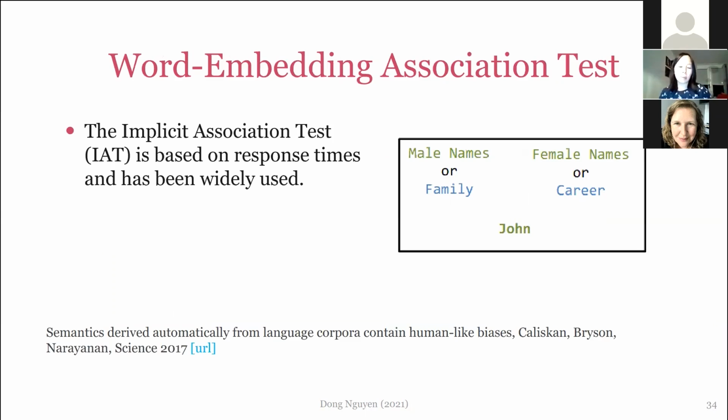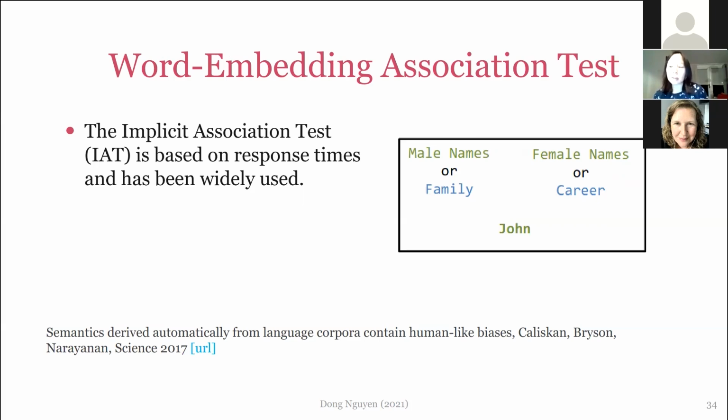Right, so this is one approach that was published in 2017 by Caliskan et al., who built on the implicit association test. The implicit association test is based on response times. It has been widely used, although of course there are also limitations. So here's just one of the setups that are part of the implicit association test. You have a word like John, and you have to categorize John into left or right. On the left we see male names, on the right we see female names. And so in this case, John should be categorized into the left.